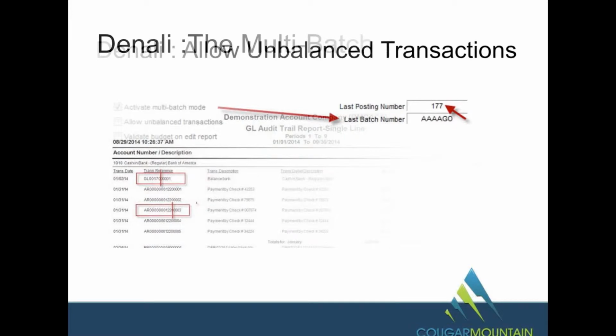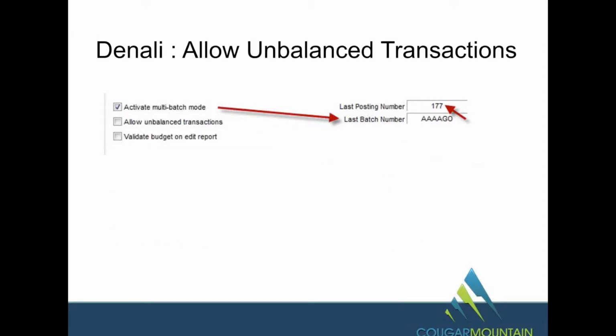Also in this menu, where the activate multi-batch mode is, you will find allow unbalanced transactions. Good accounting practice recommends that you allow unbalanced transactions never, that it should stay unchecked. This option should only be used to correct an error such as a posting error. Allowing unbalanced transactions here allows them for all modules, not just GL.